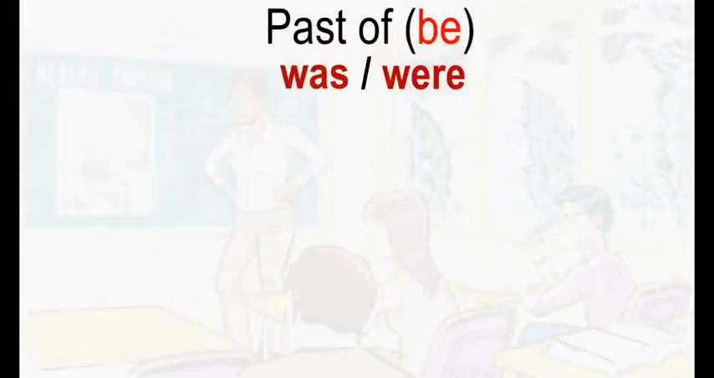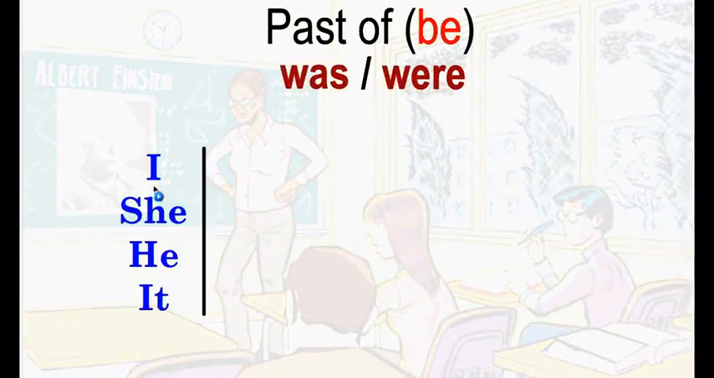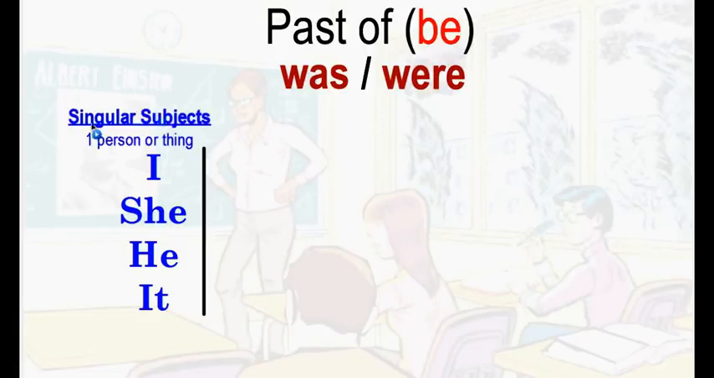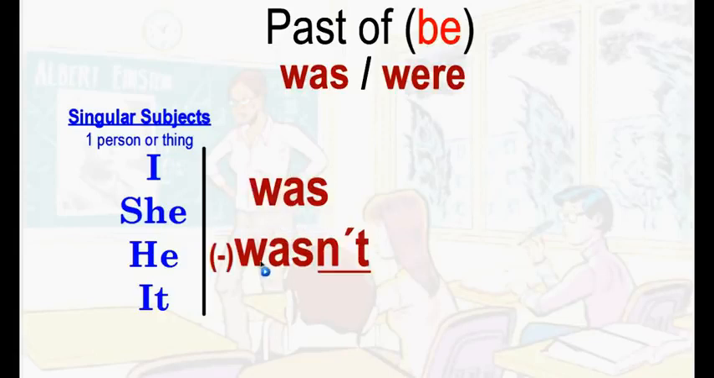Okay, now it's time for today's grammar. And today's grammar is the past of be, was, and were. Now, for the subjects I, she, he, and it, the singular subjects, one person or one thing, we use was and the negative wasn't. Was and wasn't for the singular subjects I, she, he, and it.